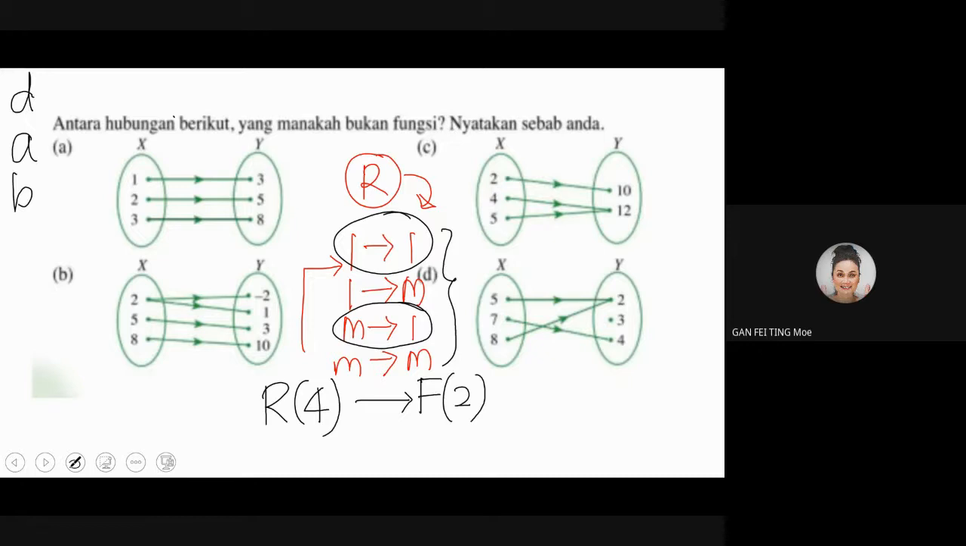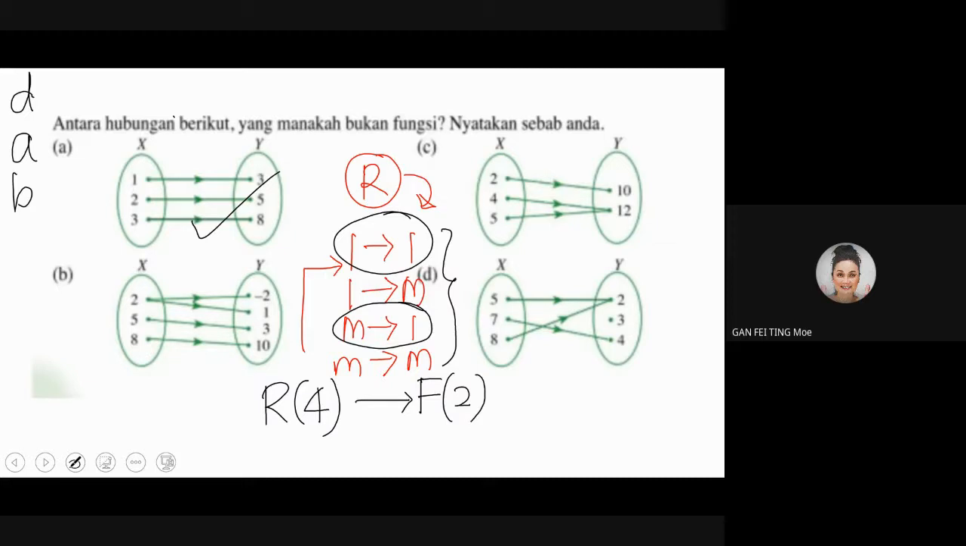Besides memorizing, you should be able to see it from either the arrow diagram, the graph, or the ordered pairs. There are three types of representation. Not only by memorizing. So the first question in front of you was an arrow diagram. You have to check: look at A, it is one-to-one, so this is a function. Do you agree? One to three, two to five, three to eight is one-to-one.